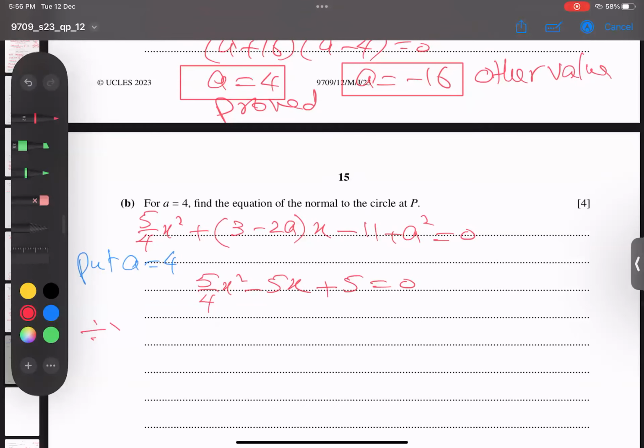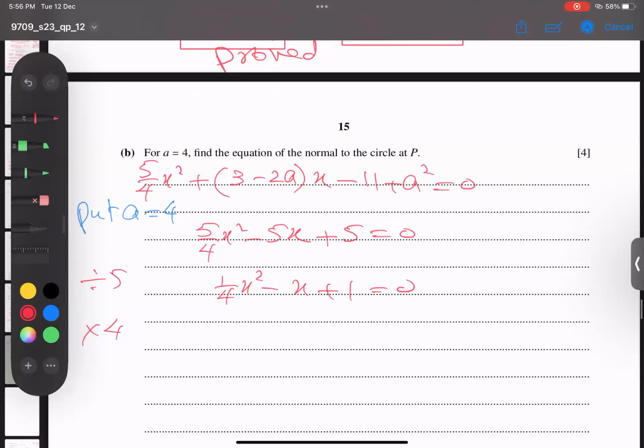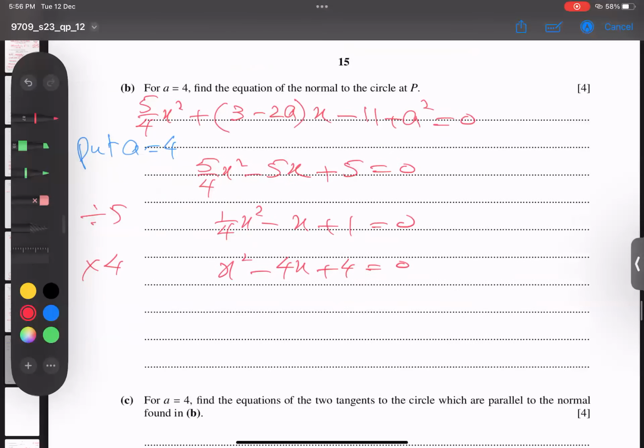Better first divide by 5. So 5 all gone: 4x² minus 4x plus 1. Now multiply by 4. 4 cancels with 4 and with 4. And I believe all is clear to understand.